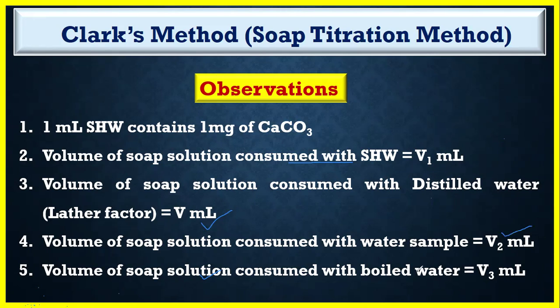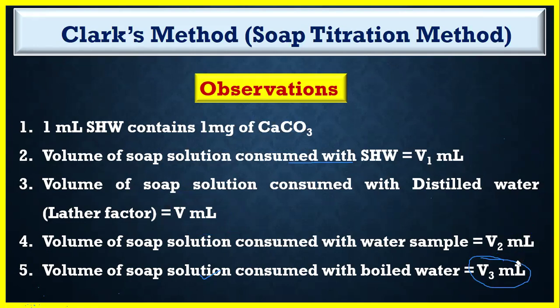So four volume readings we are having here. First is the reading with standard hard water, V1. Second, the reading with distilled water, that is V ml, that is known as the lather factor. Then the reading with the water sample, that is V2, and then the reading with the boiled water sample, that is V3. So these are the observations we have here.